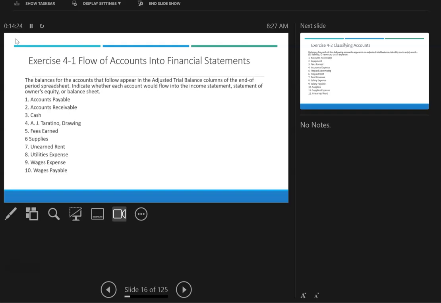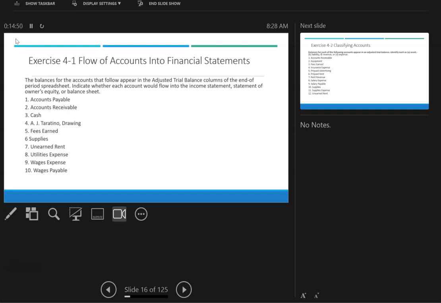What would you see in here that goes in the statement of owner's equity? There's only one. 4. Drawing, AJ drawing. Now, we also know AJ capital would be a part. And we also know net income would be a part, but that's not part of this group of accounts. So the only one here is AJ drawing.